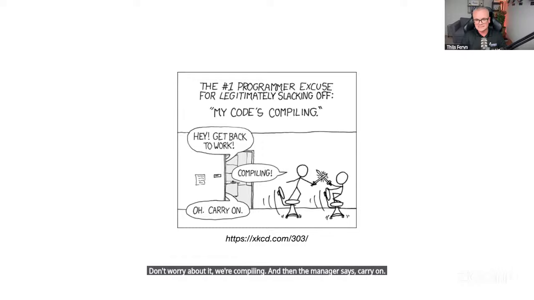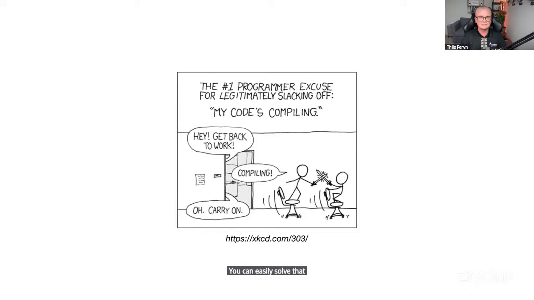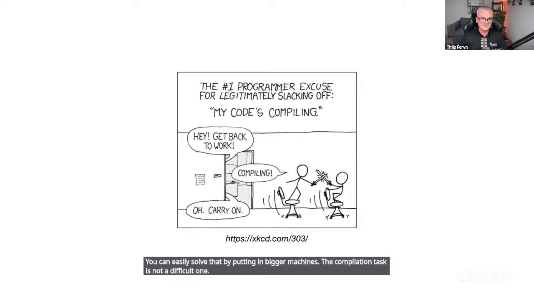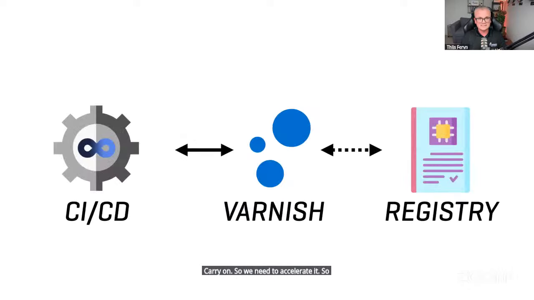While compiling is a big part of the CI/CD stack, primarily CI, right, doing those builds, you can easily solve that by putting in bigger machines. The compilation task is not the difficult one. An equivalent of this cartoon could be downloading artifacts, and the manager would say, oh yeah, carry on. So we need to accelerate it. So you've probably seen this diagram already.